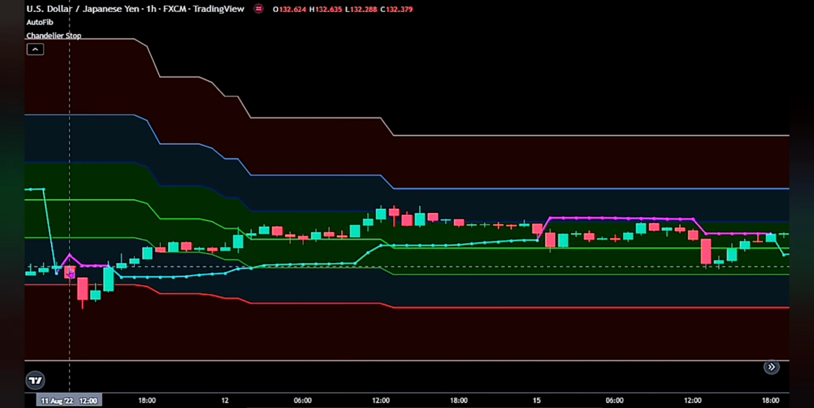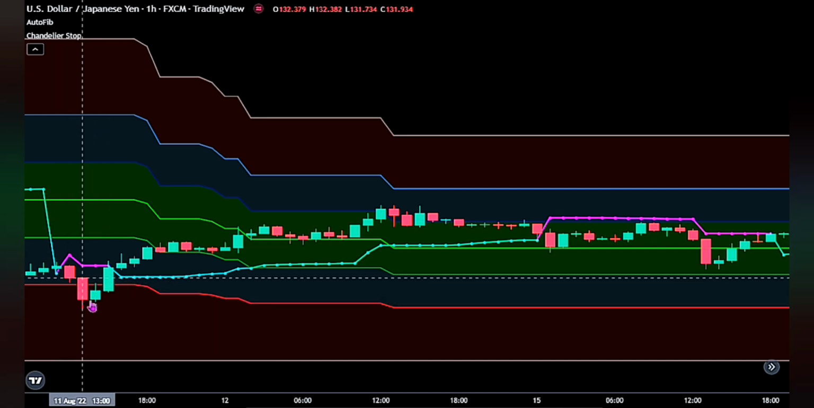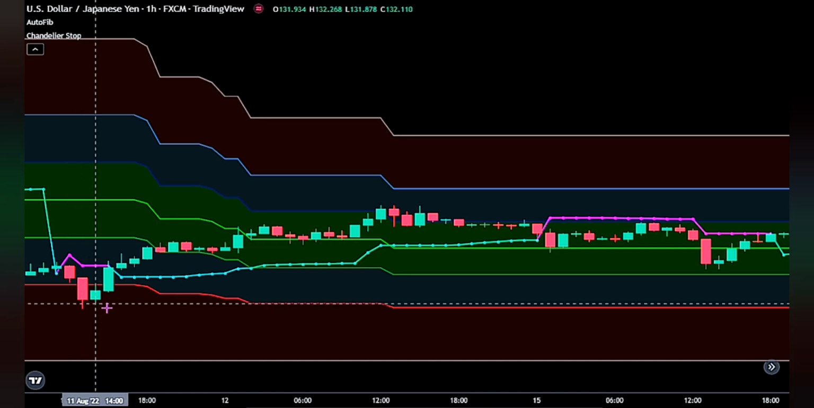So here was a valid sell trade, as the chandelier is in purple, but we waited for the close below the next fib level. And we see we got it at the next candlestick. But as we can see, if we placed a sell stop order at the lows of this candlestick, the trade wouldn't have been triggered, as price action did not trigger the trade.